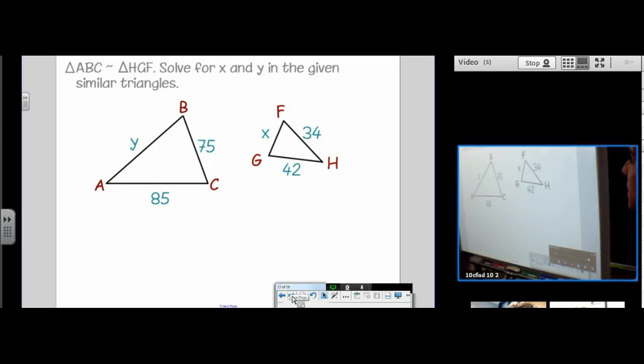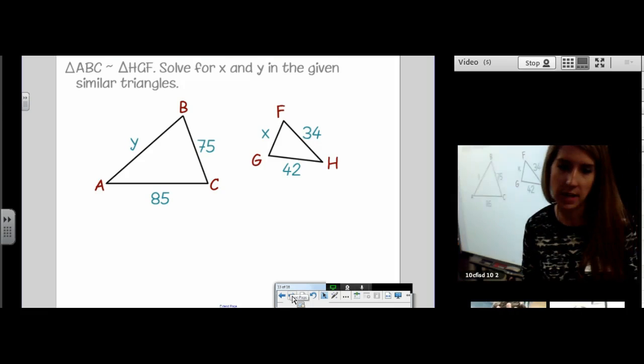Okay, I'm going to give you some time to do this one. Solve for x and y. I'm going to give you time.